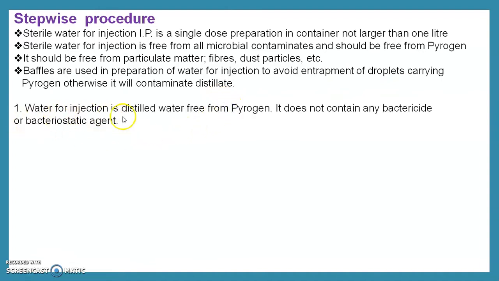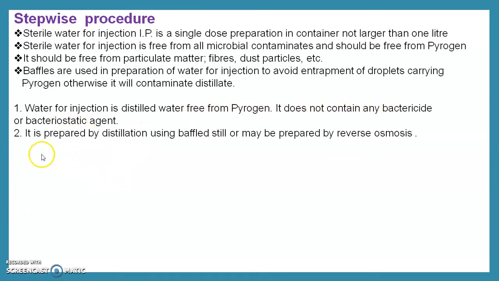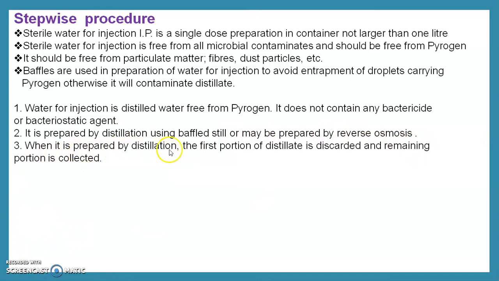First, water for injection is distilled water free from pyrogen. It does not contain any bactericide or bacteriostatic agent. It is prepared by distillation using the baffle still, or may be prepared by reverse osmosis. When it is prepared by distillation, the first portion of the distillate is discarded and the remaining portion is collected.